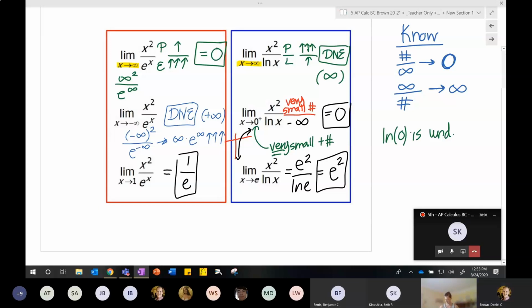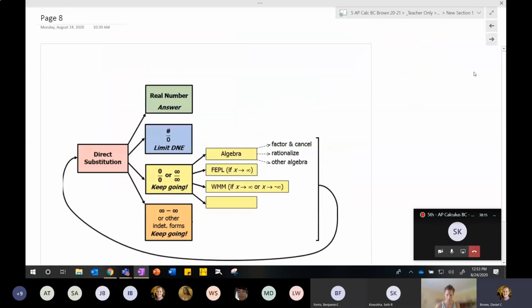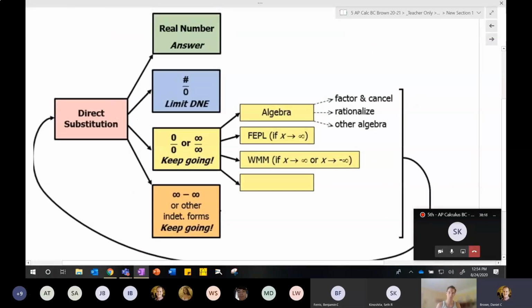All right. So these were pretty easy to do with FEPL, at least in that first row, because we only had 1 term in the numerator and 1 term in the denominator. That does bring us to, what if we start having more complicated functions that have more going on? So to finish out the flowchart, and this will probably be the last thing we get to today after we do a few examples, underneath FEPL, another option you can do, I call it WMM. And WMM stands for what matters most.